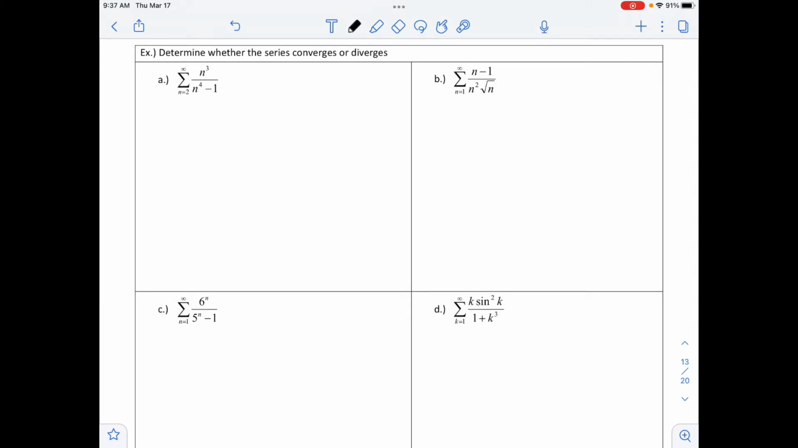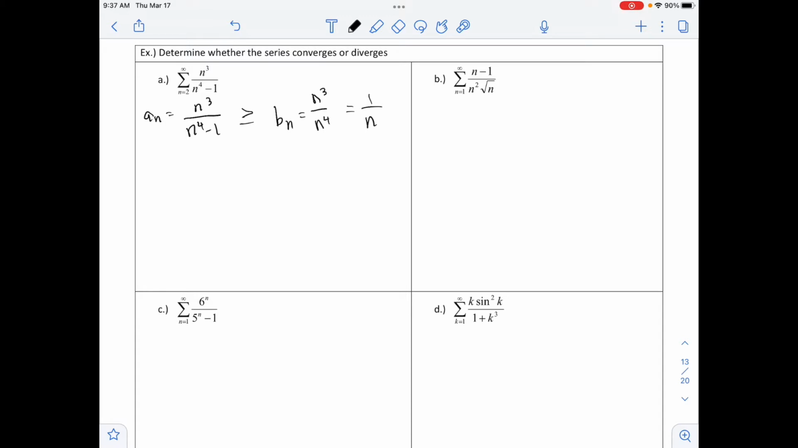So I'm going to let a sub n equal my original series, which is n cubed over n to the fourth minus 1. And I'm going to compare this to a simplified version of this, which is going to be n cubed over n to the fourth, and that simplifies to just 1 over n. And so now comparing a sub n to b sub n, I noticed that if I were subtracting 1 and then dividing by that, that would actually make a sub n larger. So this is going to be greater than or equal to b sub n.